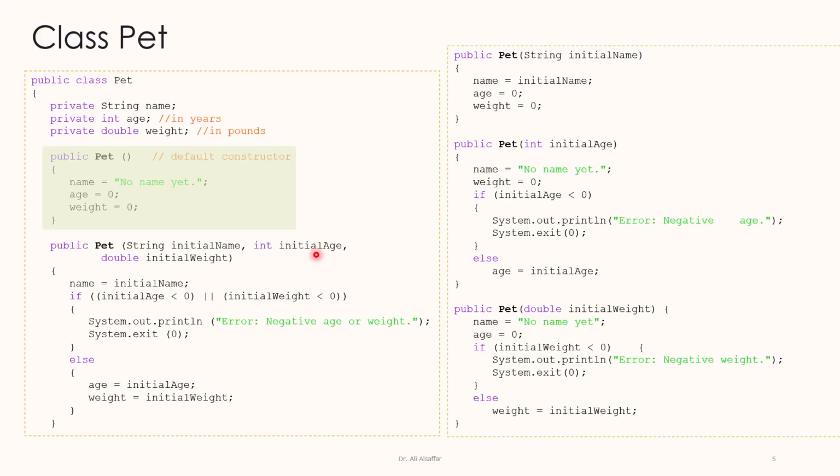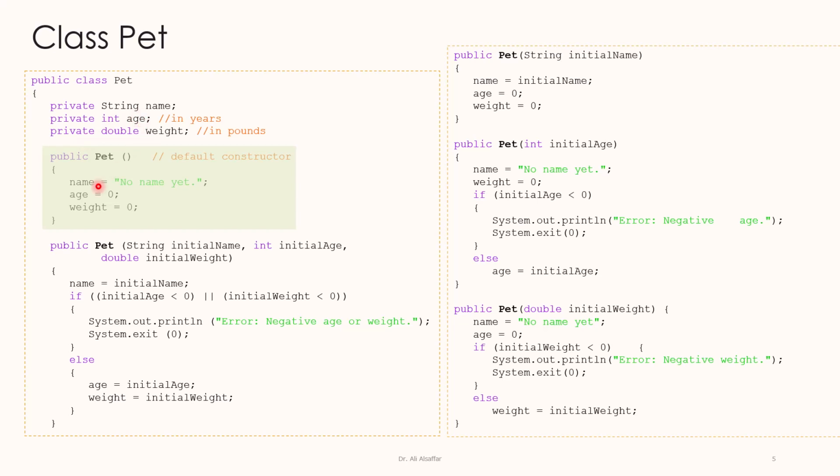The definition for the class in details is listed here. First, we start by saying public class, followed by the name of the class, then followed by the instance variables. As you see, we have three instance variables. We have the name of the pet, the age, and the weight.